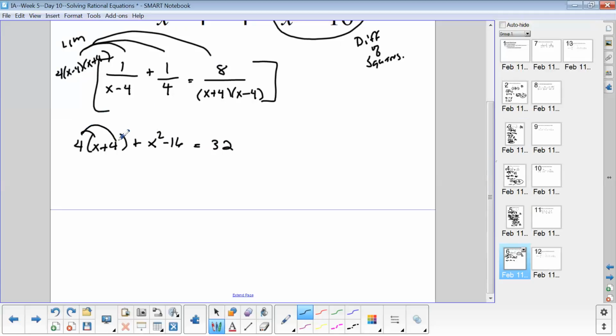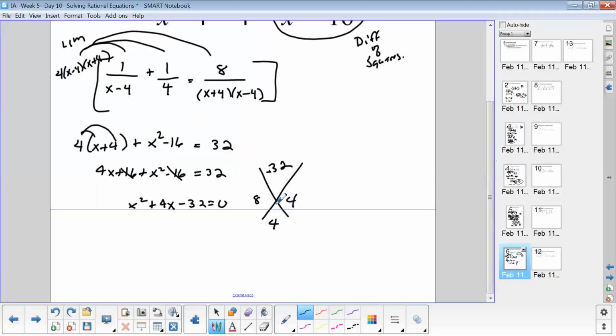So I'm going to distribute here, and that's going to give me 4x plus 16 plus x squared minus 16 equals 32. The 16s disappear. They go to 0, so I get x squared plus 4x. I'm going to subtract the 32 to the left and set it equal to 0. So I need two factors that multiply to give me negative 32 and add to give me 4. That would be 8 and 4 with the 4 negative. So that would be x plus 8, x minus 4. x can be negative 8 and x can be 4.